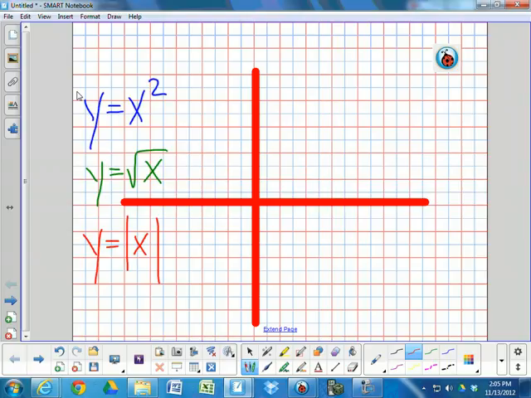We also worked with the plain old line, y equals x. That one's kind of boring. We're not going to use that one as much anymore. These are the three major players right now. X squared, square root, and absolute value. And here's what they look like.